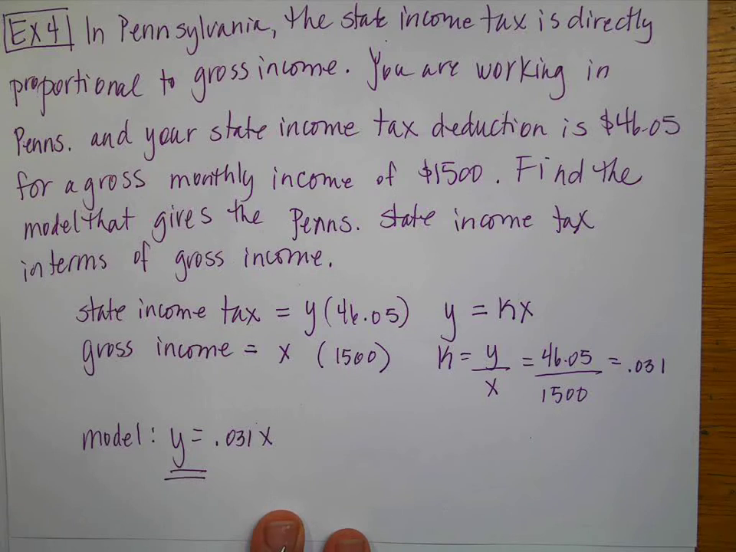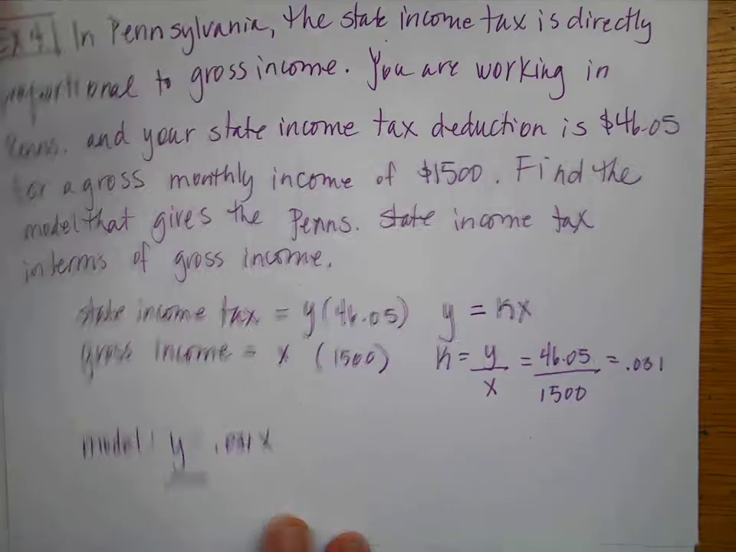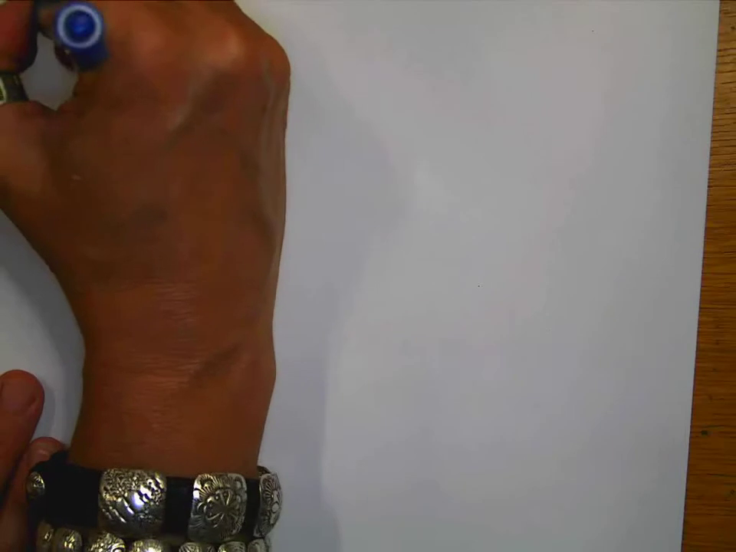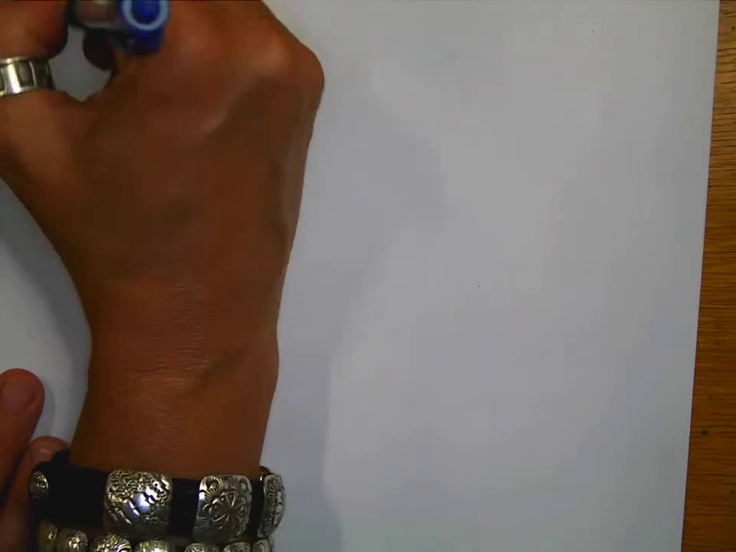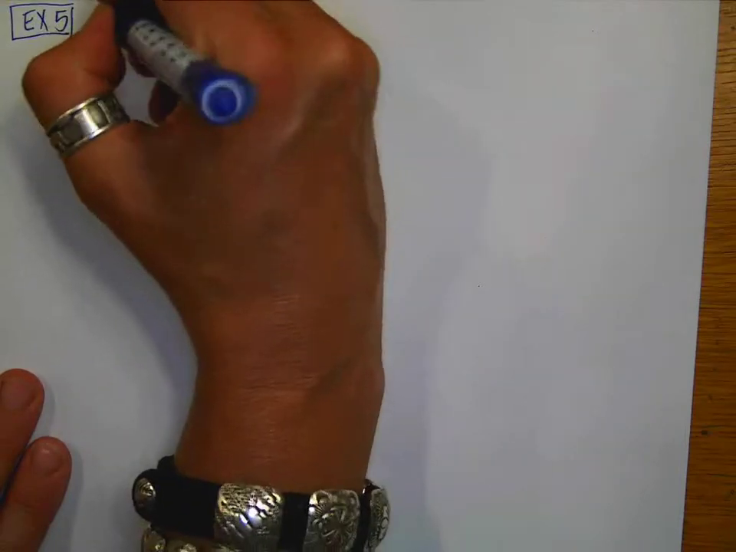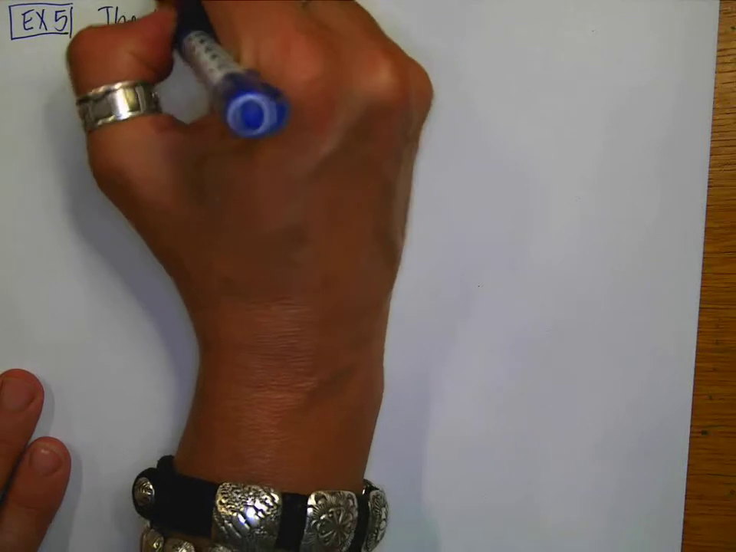So it's really not as bad as it would seem. But anytime that you are asked to write a model and you have data, then that means you have to solve for K and then rewrite the model with that data in there. Okay? All right, I have one more word problem for you. Sorry, that's a little bit hard. And then we're going to go back and walk back through a regression problem.